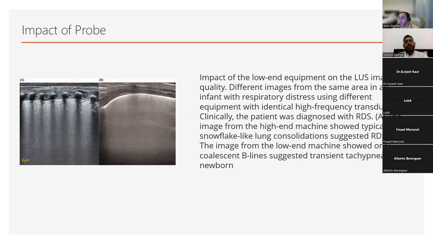Now, this baby has multiple rib spaces where there is a snowflake appearance, subpleural consolidation with compact B lines. This is classical RDS. But in this particular picture, not only can I not see the snowflake sign and the subpleural consolidations, because the frequency used in this machine is quite low, I've got good depth but I cannot see the compact B lines. This would make me think that this baby has a white lung, more in keeping with the diagnosis maybe of TTN. So it can actually alter how you make the diagnosis as well. And this is really important.